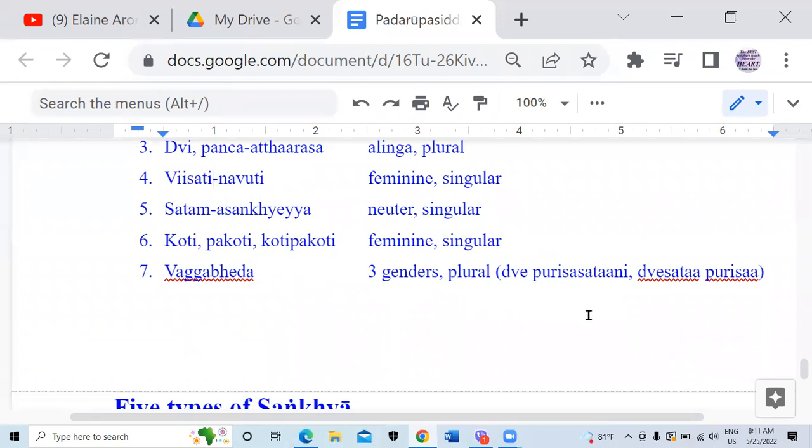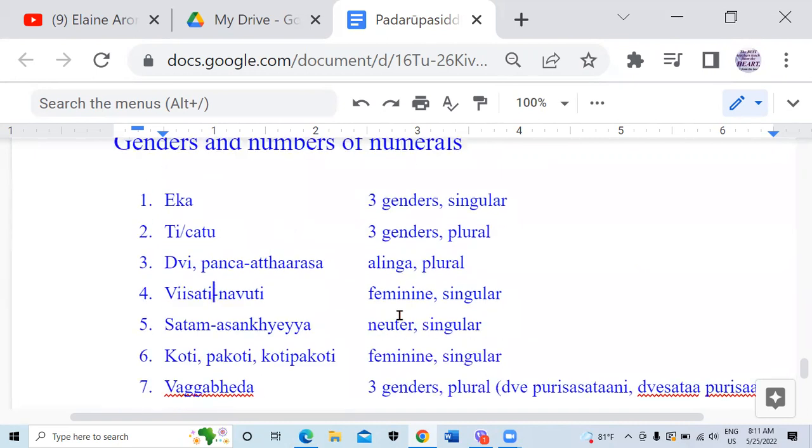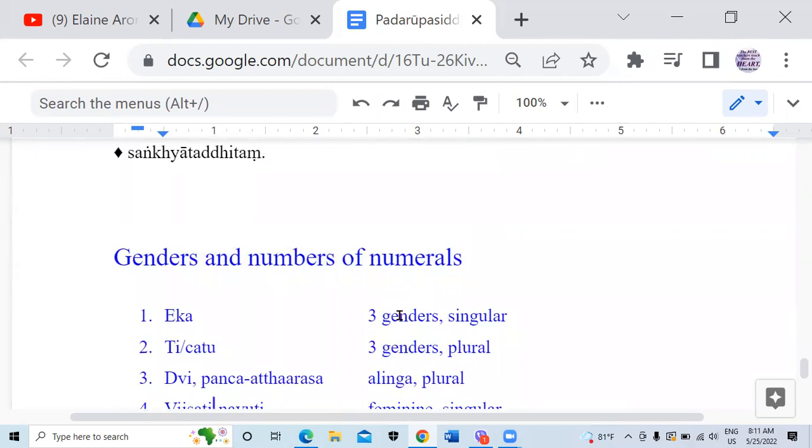That's why Tribhuja Satami. Tribhuja Satami means 200 men. Okay. The Dvisata Purisa, 200 men, like this. So here, they are called Vagabeda, plural and three genders. So, what does it mean, three genders?